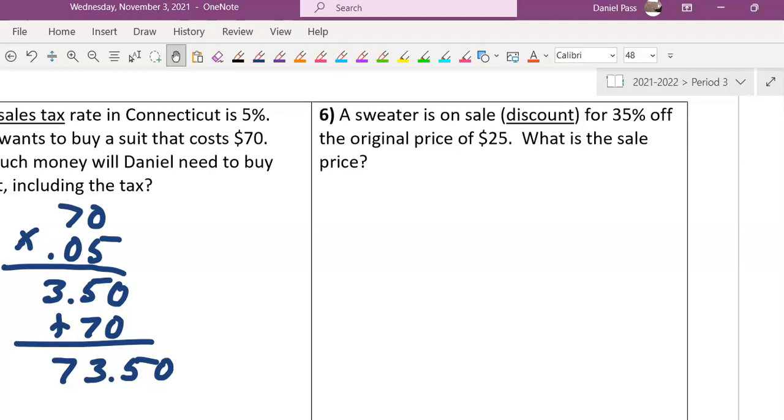Red. I don't have red. I got orange and pink. Orange. Orange, okay.